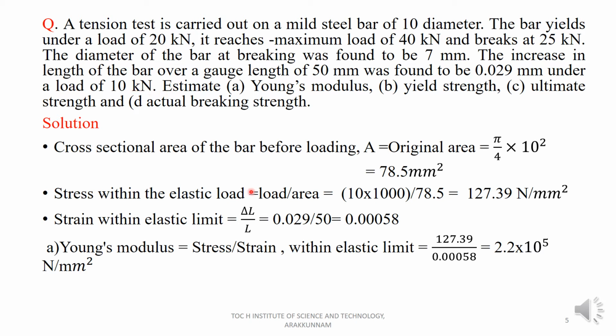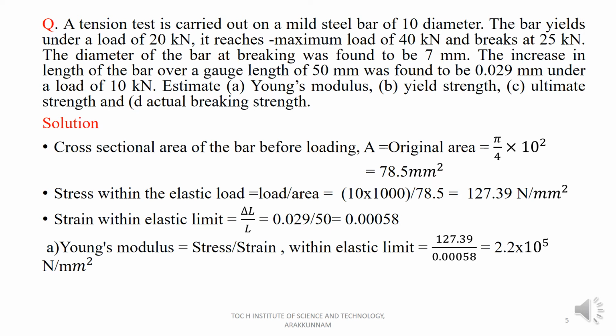Now strain within the elastic limit is equal to delta L divided by L, and that's equal to 0.029 divided by 50, which is equal to 0.00058, which is a unitless quantity. Now you get the value of Young's modulus, which is equal to stress divided by strain, which is equal to 2.2 into 10 raised to 5 Newton per mm square.